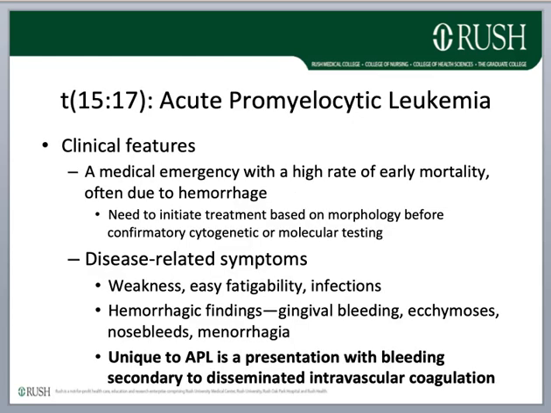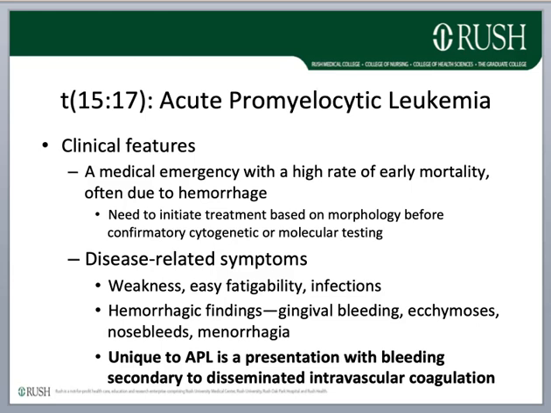So APL is a medical emergency. It has a high rate of early mortality, which is often due to hemorrhage, which I'll explain in a second. And so it's critical that we as pathologists recognize when APL is present or even might be present, because it indicates that treatment needs to be initiated promptly based on morphology alone. We can't really wait for confirmatory cytogenetic or molecular testing.